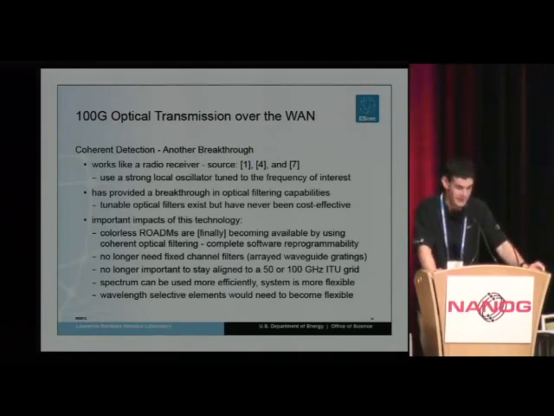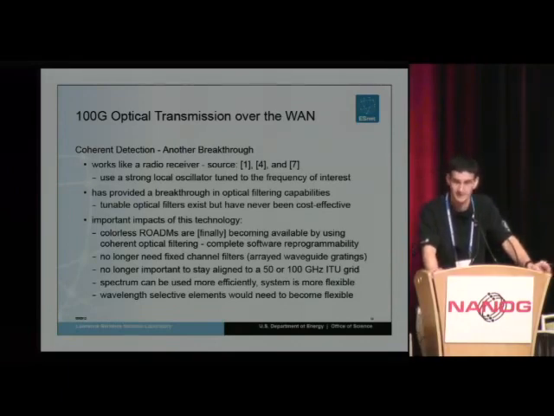You basically tune a local oscillator to the frequency you're interested in, so it's frequency selective. This has proved to be quite a breakthrough in optical filtering, because so far optical filter technology has been very disappointing. It's never really matured to the point where it's cost effective, so things like colorless ROADM architectures have never really gotten very far. And finally, colorless ROADM architectures are now being created now that this technology is here and becoming reality.